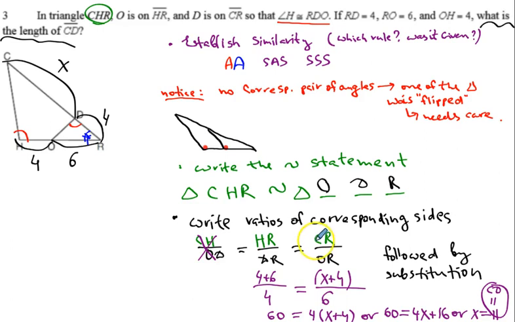Just make sure that for CR, you have the length that is a sum of x and 4, and that sum is in parentheses. So as you solve this equation, which you could do by the product of means and extremes, you will find the value of x. And of course, according to your diagram, the value of x actually is the CD. Therefore, your answer to this problem is CD equals 11.